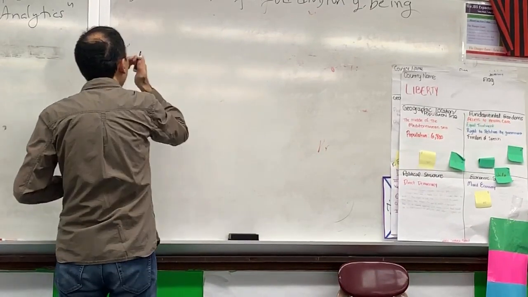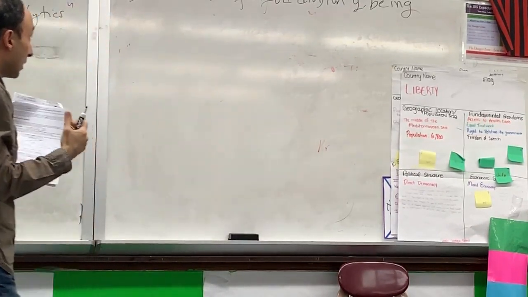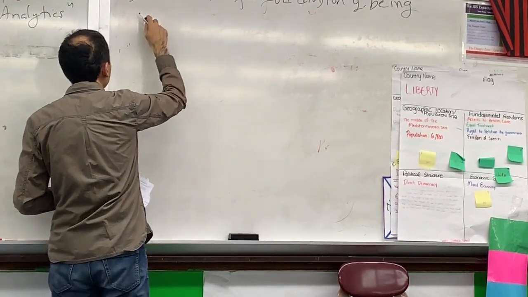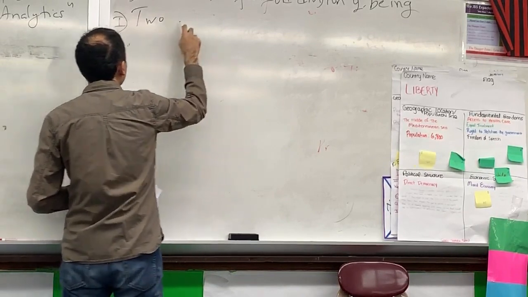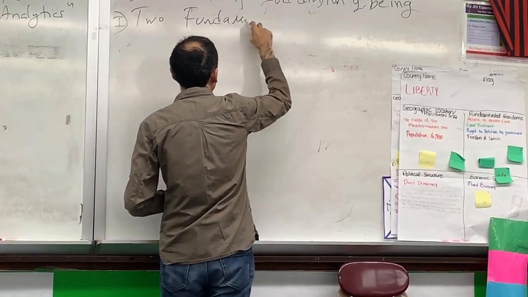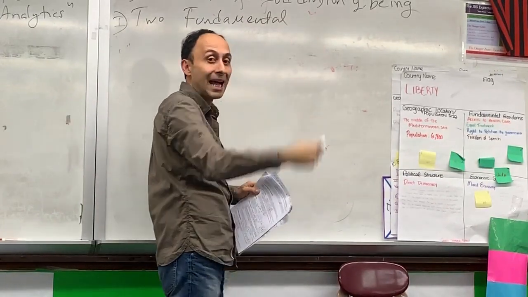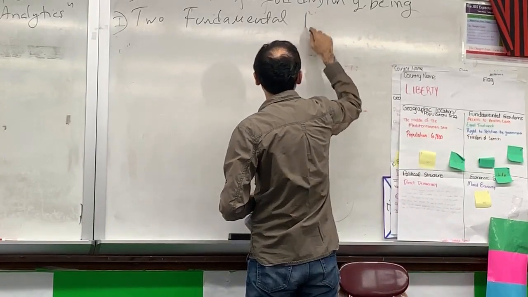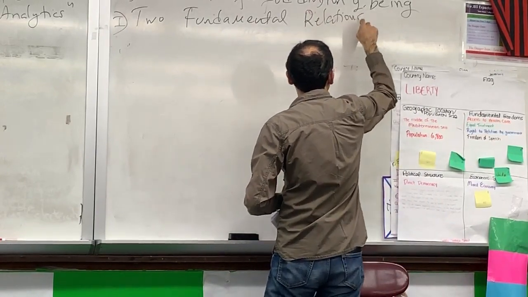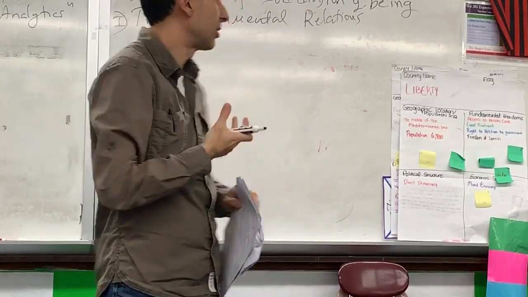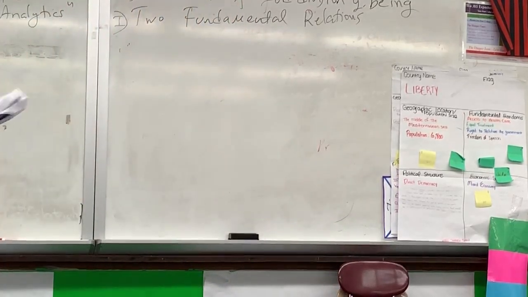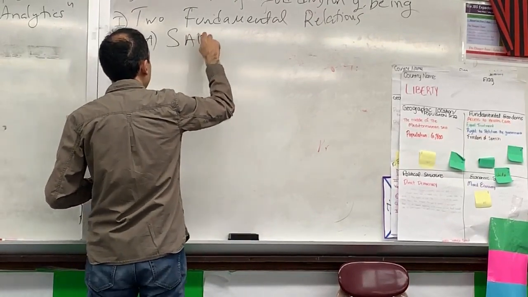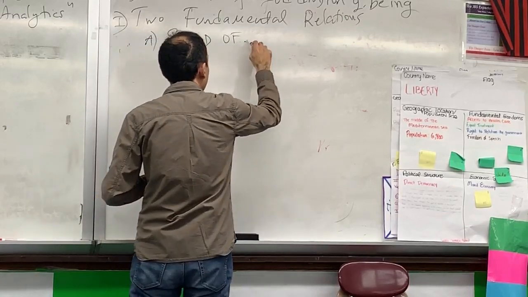So, one way to unpack the study of being in Aristotle, right? He sets up in this book the two fundamental relations. I'm repeating from last time, but I also want to add a few words here and there to clarify for myself and for us, hopefully, the two fundamental relations, which when combined produce the fourfold division of being, right? And as we said last time, the first one is things are said of something.